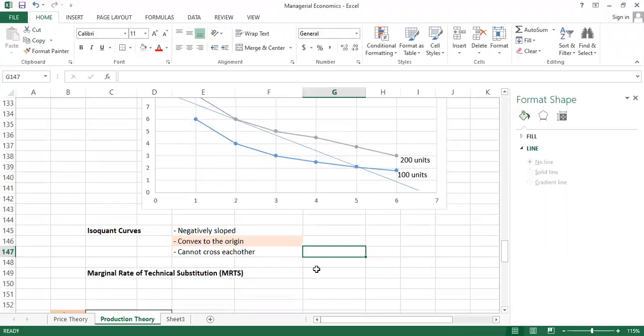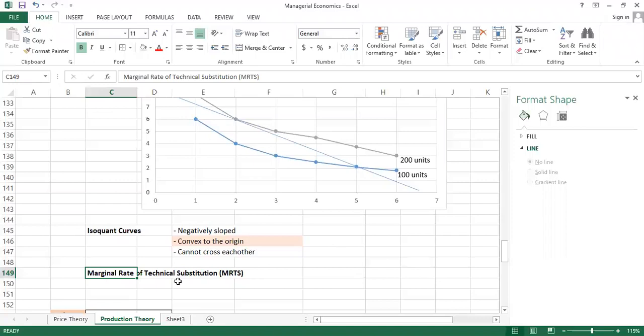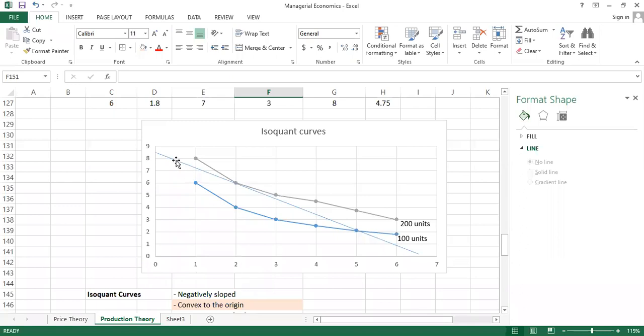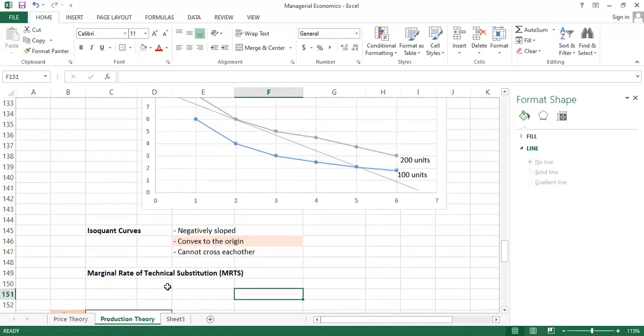If the inputs are perfect substitutes, this is not applicable, and the isoquant curve will be a straight line. But why are isoquant curves convex to the origin? That is due to this particular concept, the marginal rate of technical substitution. That means when you increase labor, the level of capital you can decrease is not equal.